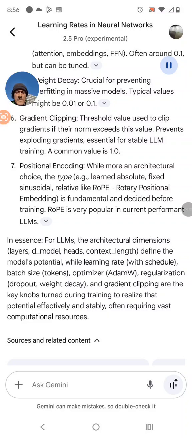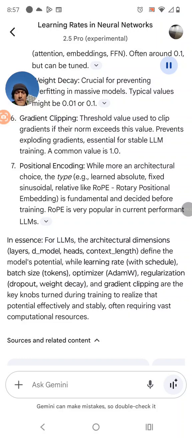Positional encoding. While more an architectural choice, the type, e.g., learned, fixed sinusoidal, relative like RoPE, rotary positional embedding, is fundamental and decided before training. So this is an interesting trend where gradient is clipped at 1.0, the highest value, the threshold that can never be crossed. Yeah, fair enough. RoPE is very popular in current performant LLMs.